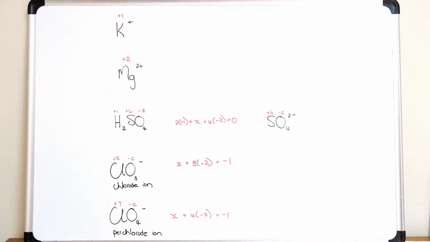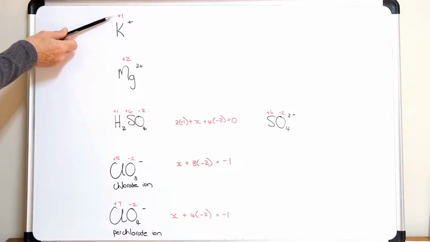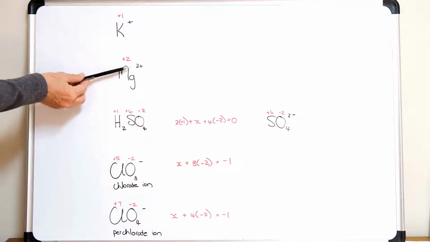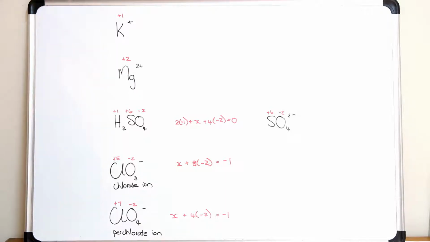The potassium ion will always be plus 1 because it's in group 1. So the oxidation state is positive 1. Magnesium is in group 2. So the ion will be positive 2, or 2 positive. So the oxidation number is positive 2.